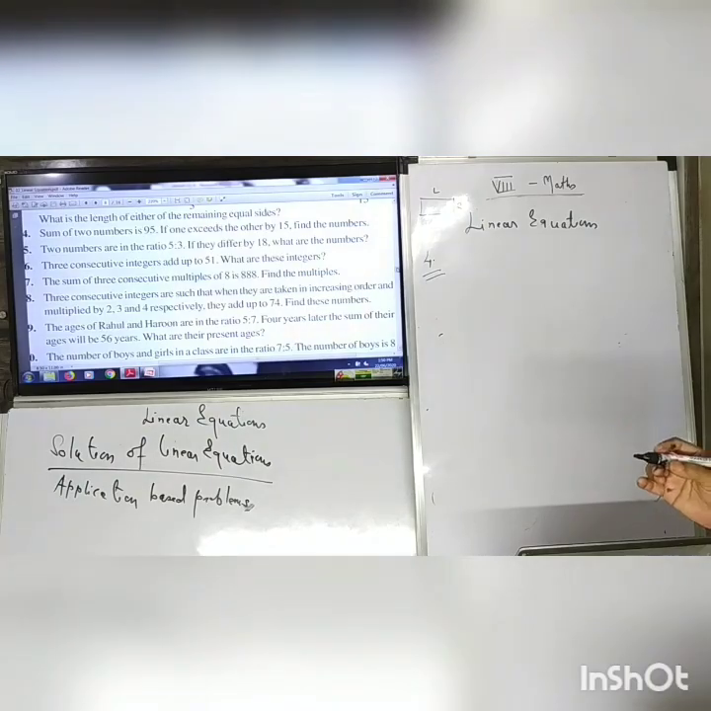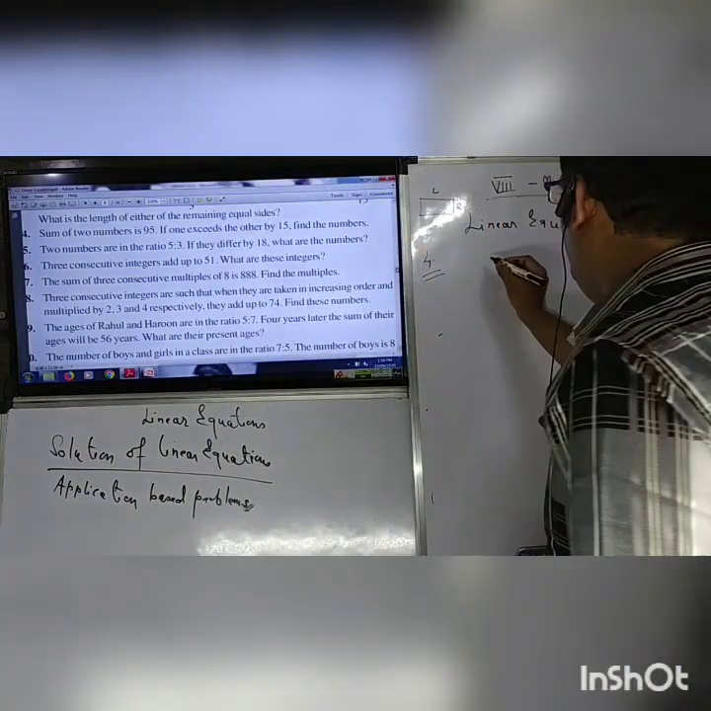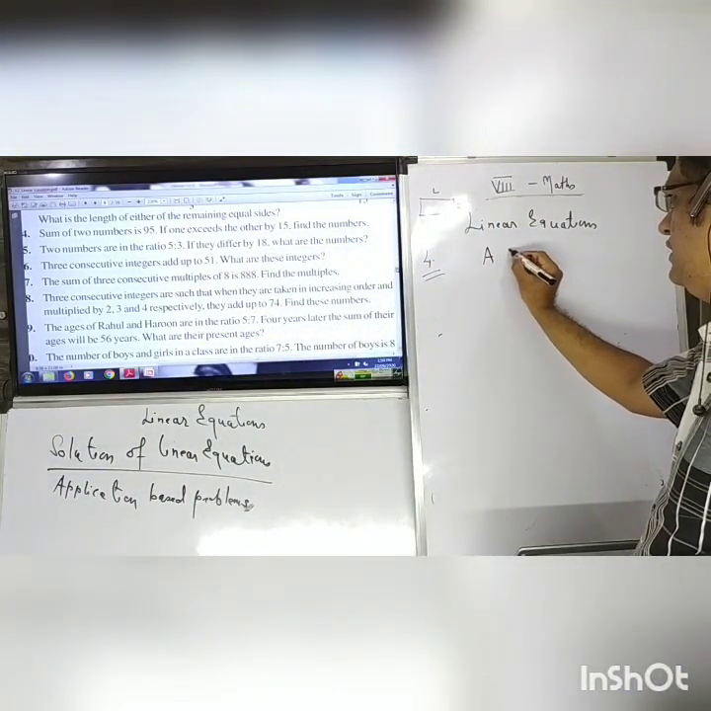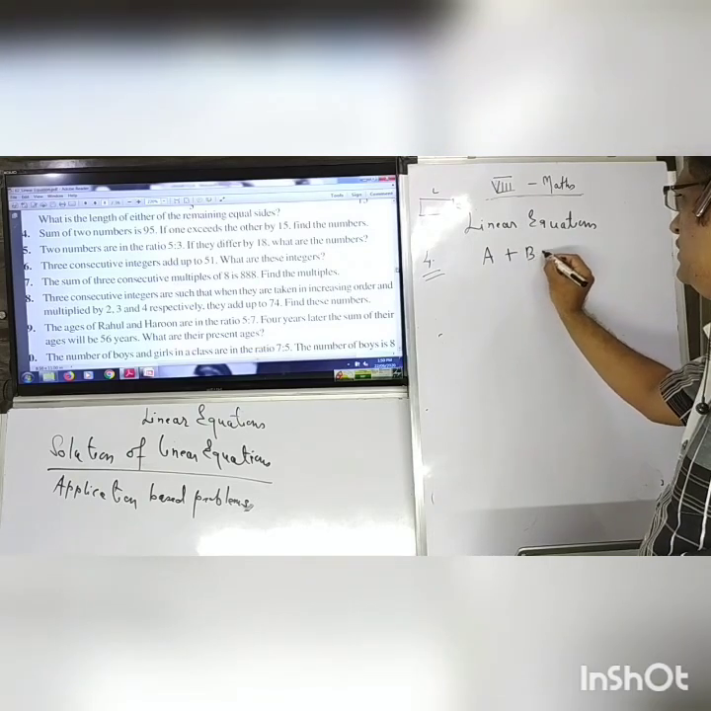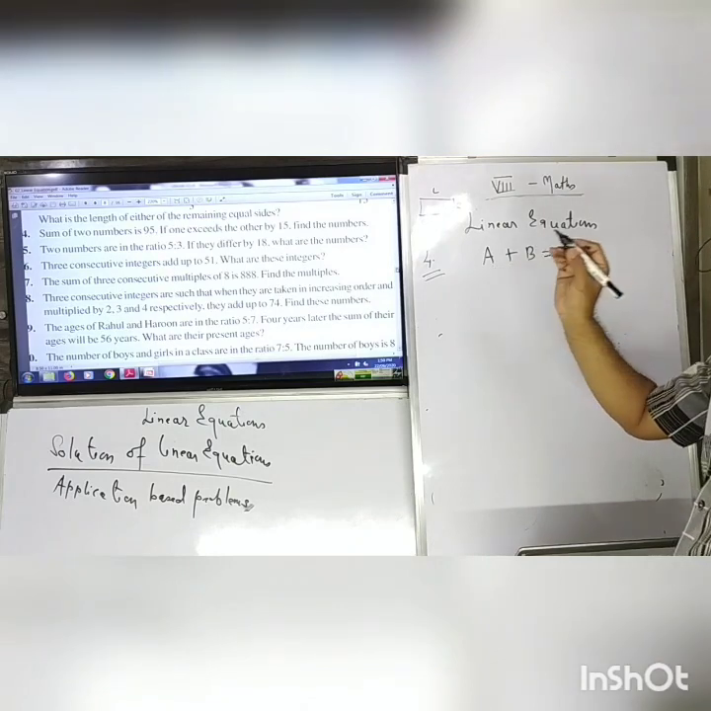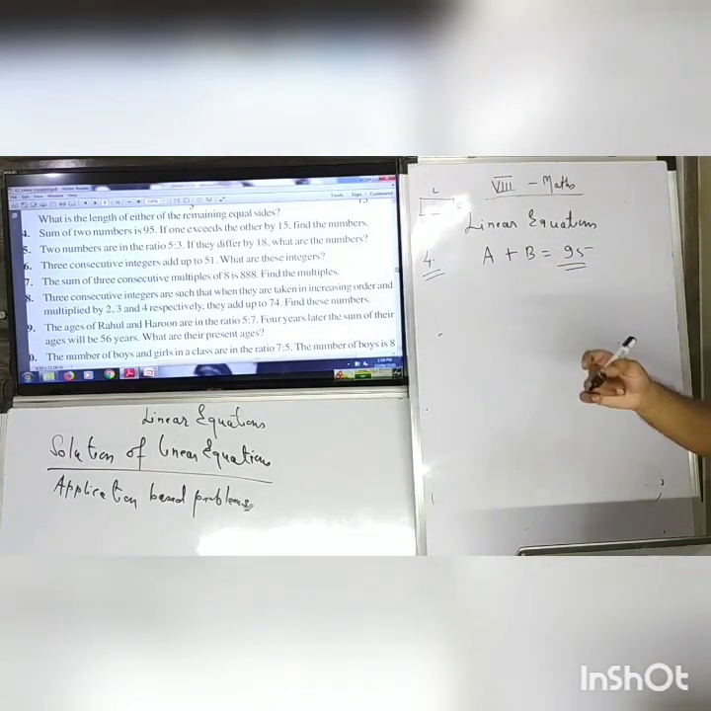Now let us solve this fourth problem. Sum of two numbers equal to 95. Let us denote them by variables. Say number 1 is A, another number is B, and the sum is 95. But we are not solving linear equation in two variables. So we have to convert this into one variable.